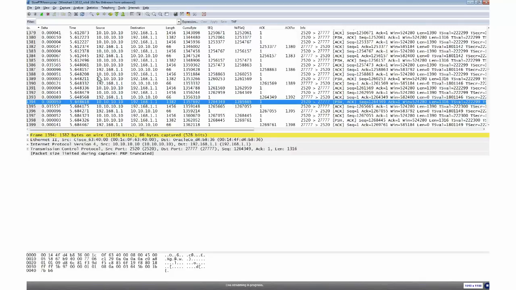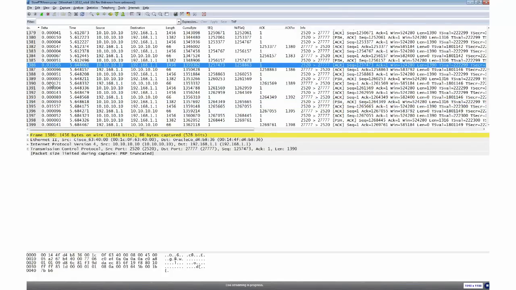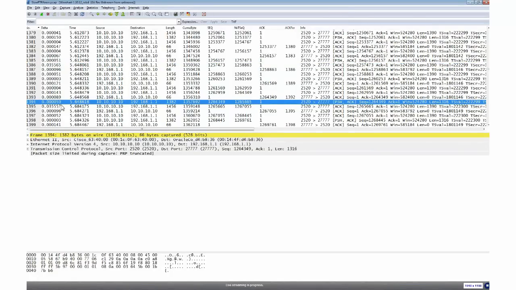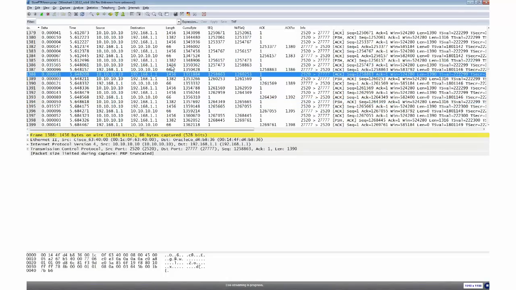And what do we see in common here? What do we see from delta to delta, meaning from 1386 to here? What do you notice? There are a couple things that should jump out at you. Number one, the amount of data being transferred is remarkably the same, the pattern. 1456, 1456. And this is with the IP and TCP header, so it's 1390 from a TCP standpoint.